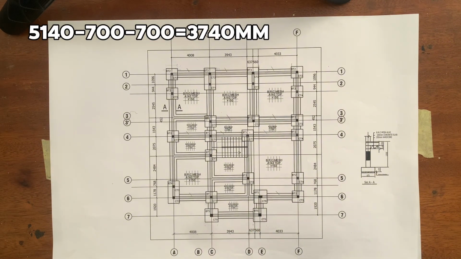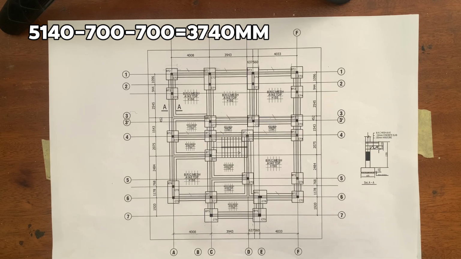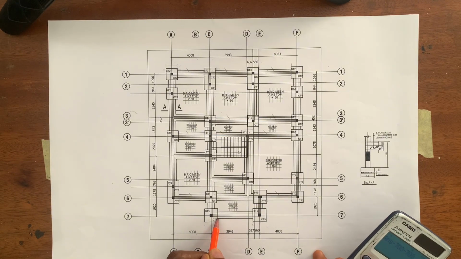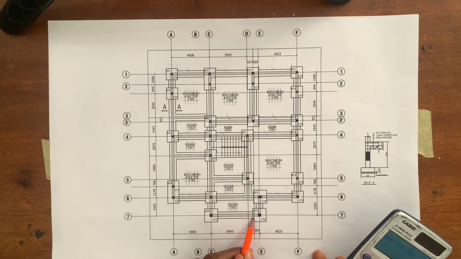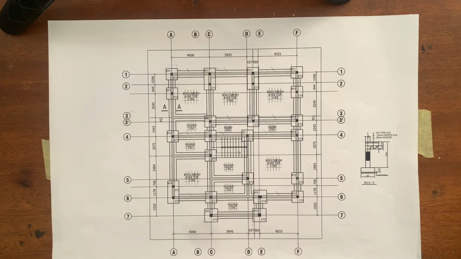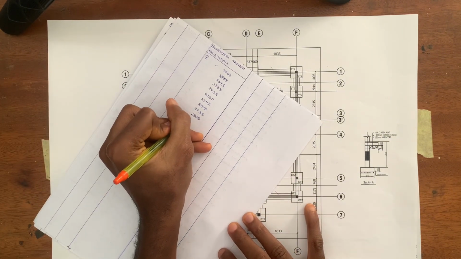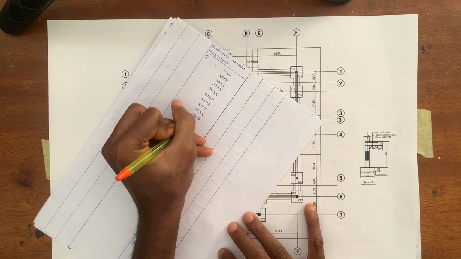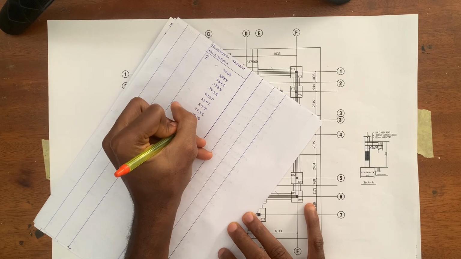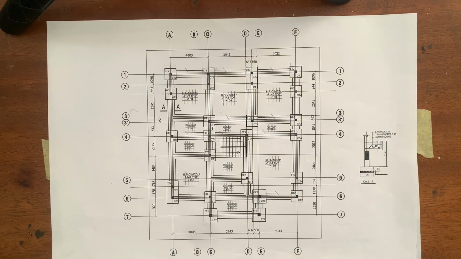So half of 1400 you know is 700. So we can now minus 700 from here and minus 700 from here, and that will give us 3740. So the distance from this side of the trench to the other side of the trench is 3740. So we'll now record 740.